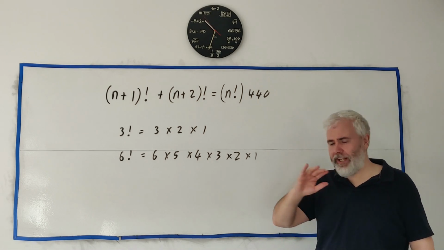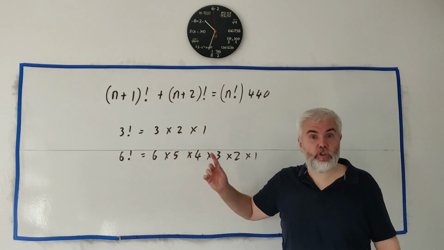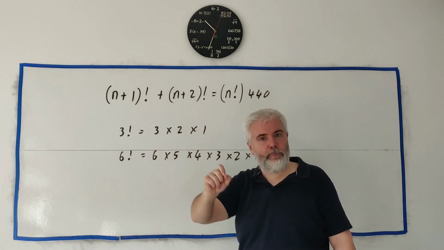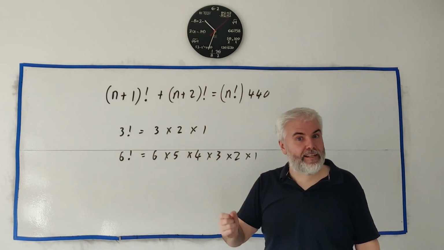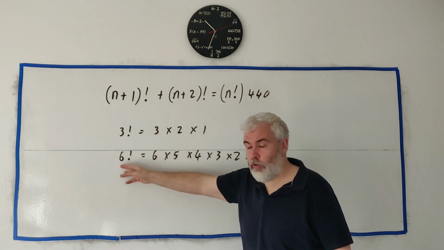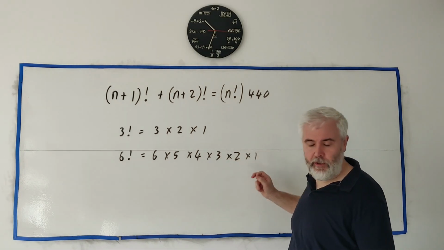Okay, the first thing I want to get clear, if anyone out there is unsure of what factorial is, let me just quickly explain them. We have 3 factorial here. What that means is we take 3 and we multiply by every number less than it until we get 1. So 3 times 2 times 1. 6 factorial would be 6 times 5 times 4 times 3 times 2 times 1.